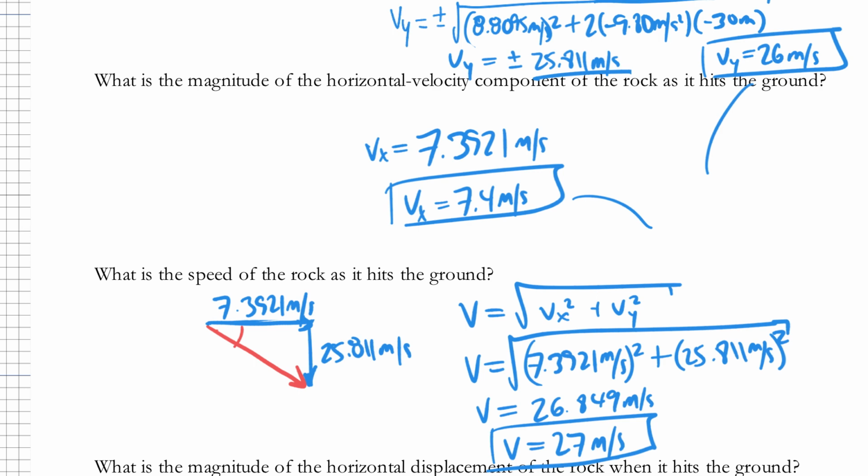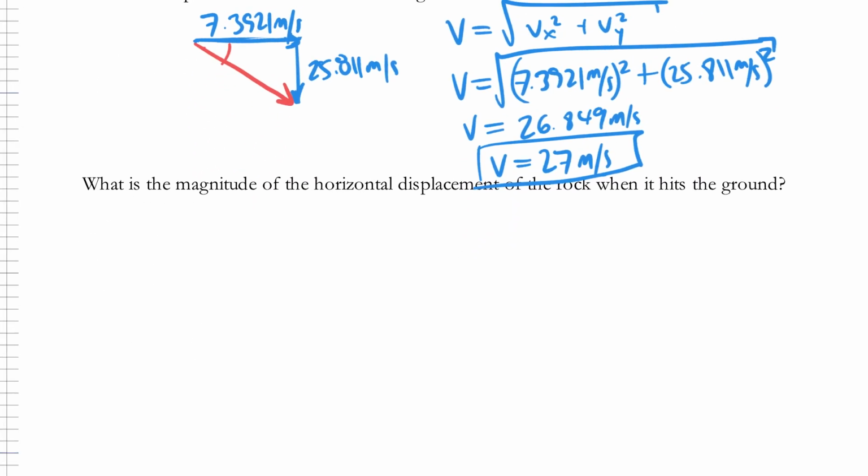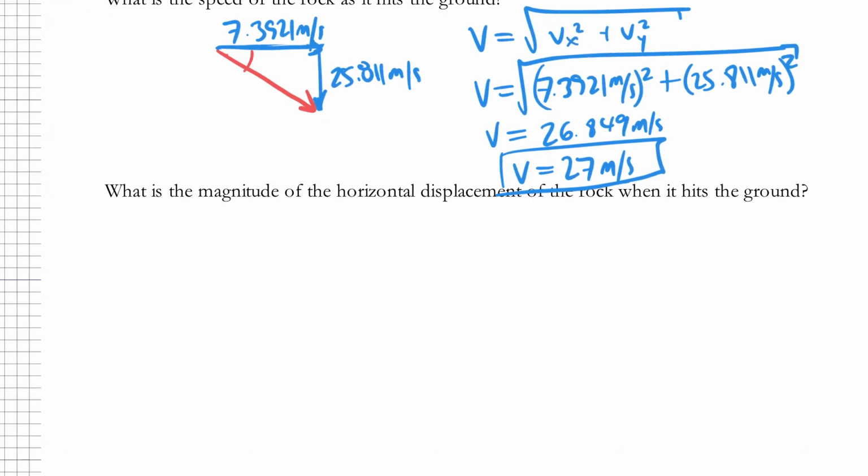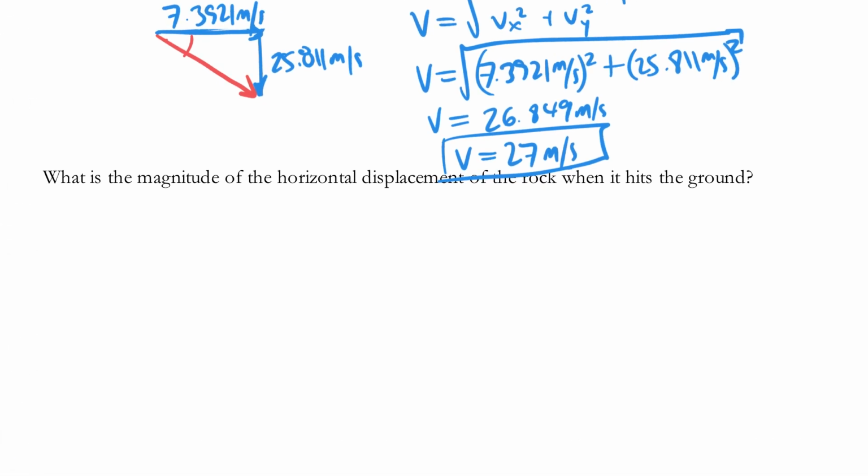Looking at the key, it looks like I didn't do the sig figs quite the right way. All right, what is the magnitude of the horizontal displacement of the rock when it hits the ground? Whenever we want a horizontal displacement, the temptation right off the bat is to go delta x equals v naught t plus 1/2 at squared. In the x direction, this is a nice equation because that little bit right there just goes away. The problem is that we don't know time.